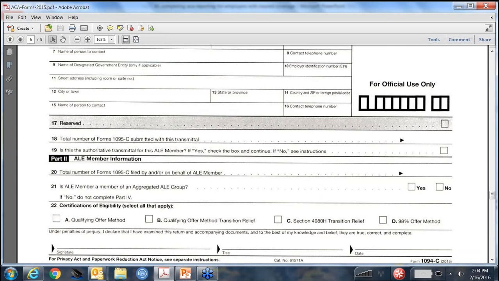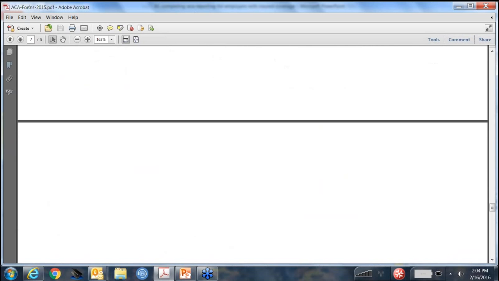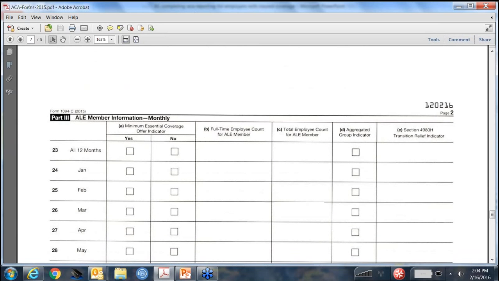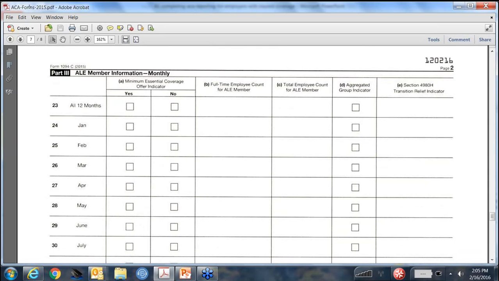Check the box. The employer mandate comes in 2015, not 2016. So that box is extremely important to check. Box D, 98% method. If you offer coverage to 98% of your full-timers, spouses, and dependents, you can check that box, box D. And what it does in Part 3, if you look at Part 3, which is the next page, you don't have to complete column B. Okay?